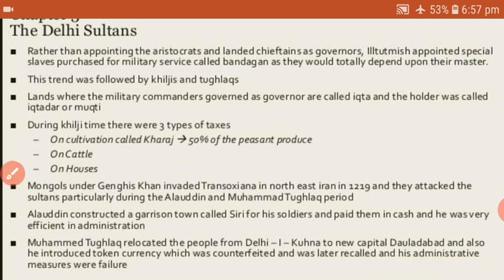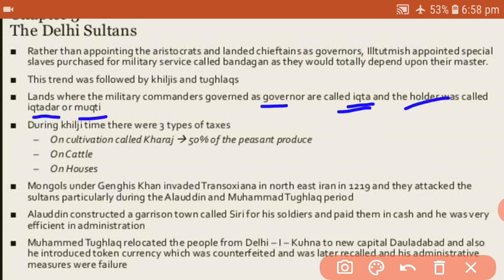Lands where the military commanders governed as governors are called Iqta. The lands under the control of the governor were called Iqta, and the holder of the land was known as Iqtadar or Mukti. These are also new words, so you must recall the definitions. If you feel like it, go through the video once again, or find the difficult words in your textbook. The textbook also helps with the definitions or meanings of these hard words.